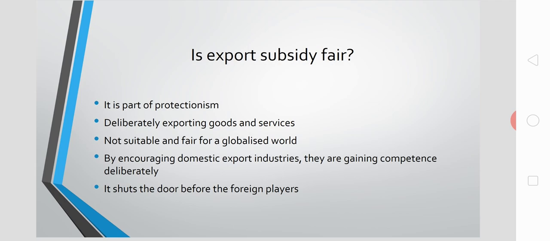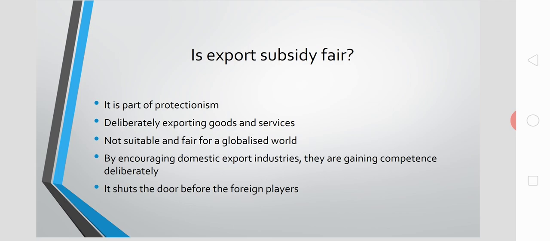we cannot say this is not fair overall, because certain industries need to get the support of the government. Certain industries may be at an infant stage. Certain nations may be lower income nations. So the export industries of the domestic nation must be encouraged, must get the support of the government.